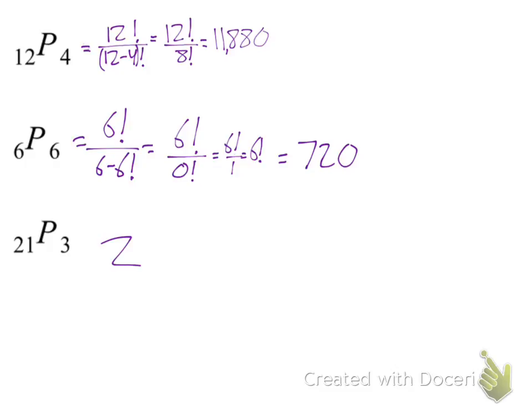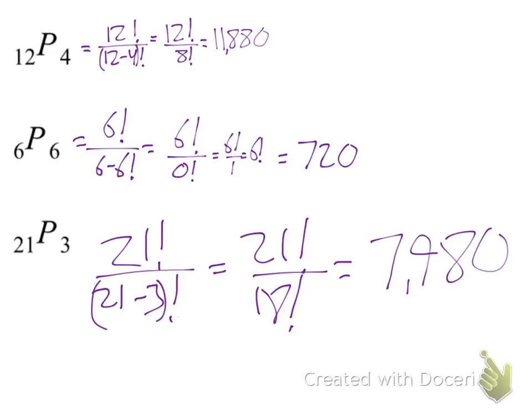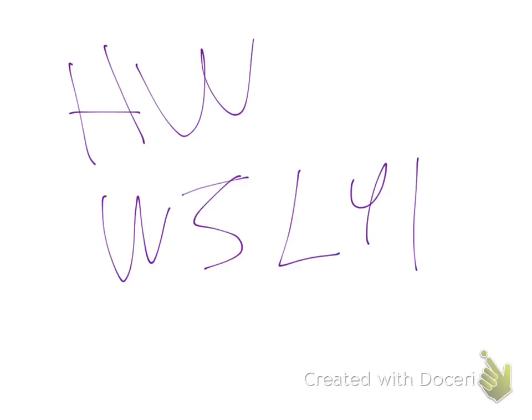And obviously 21 factorial over 21 minus 3 factorial, which is 21 factorial over 18 factorial, which is still a fairly large number. What do you get? 7,980. That's your answer, guys.